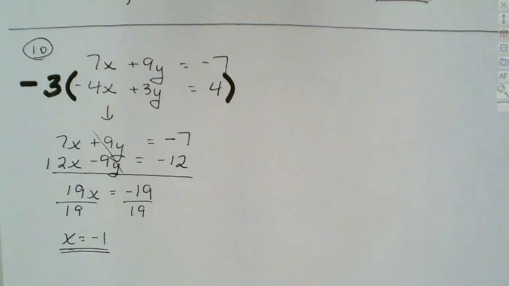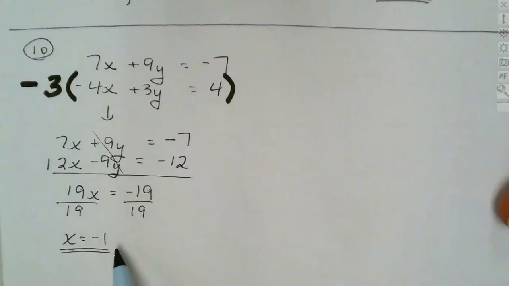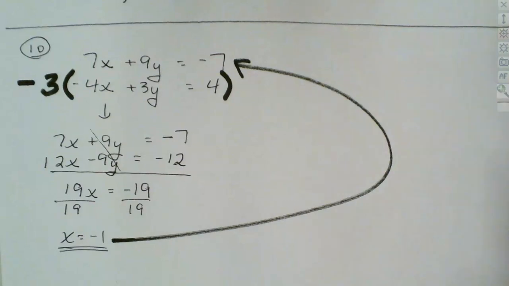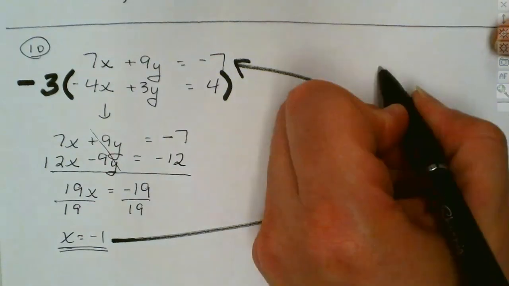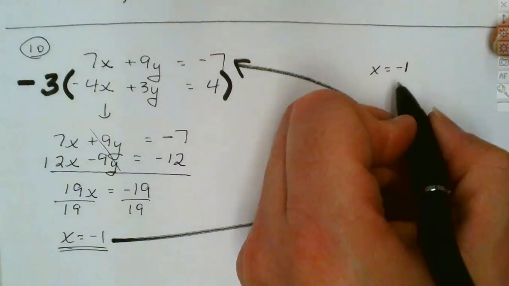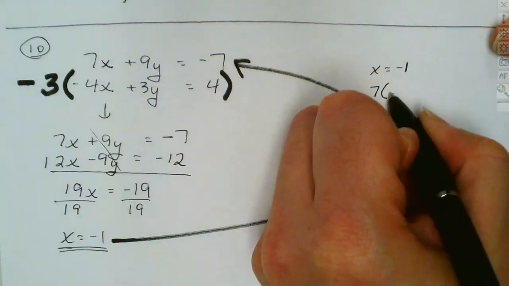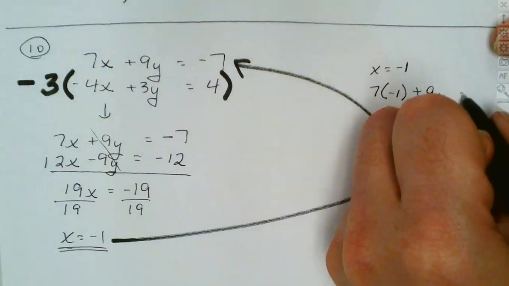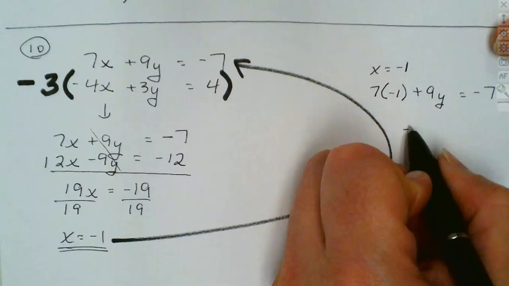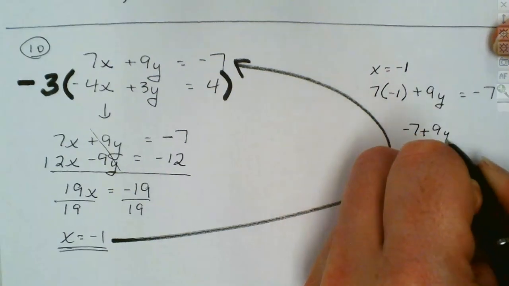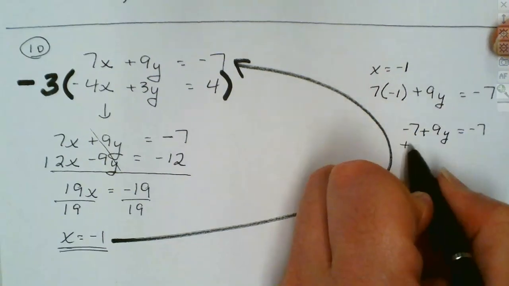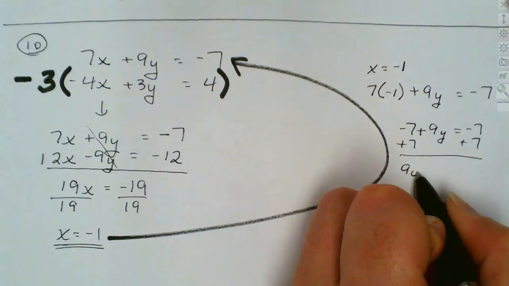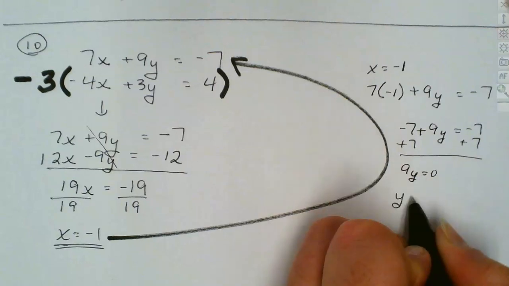Now, we need to get both x and the y, so we take our negative 1 and we plug it back in. So we're going to plug in x equals negative 1 here. So that's 7 times a negative 1 plus 9y equals a negative 7. So negative 7 plus 9y equals negative 7. We're going to add our 7. And now we've got 9y equals 0. So y equals now 0.